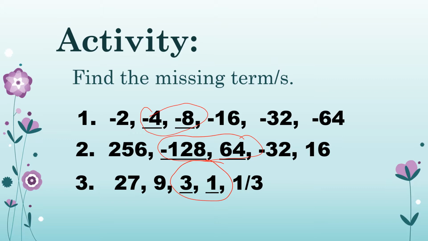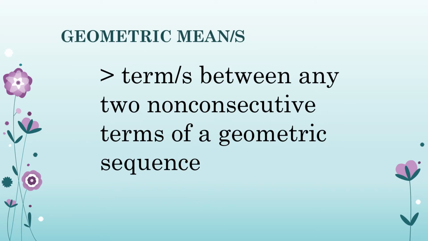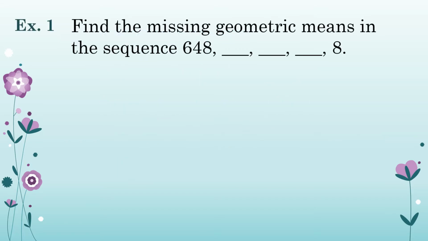So what are geometric means? Geometric mean or geometric means are the term or terms between any two consecutive terms of a geometric sequence. So let's have example number 1. Find the missing geometric means in the sequence 648, blank, blank, blank, 8.